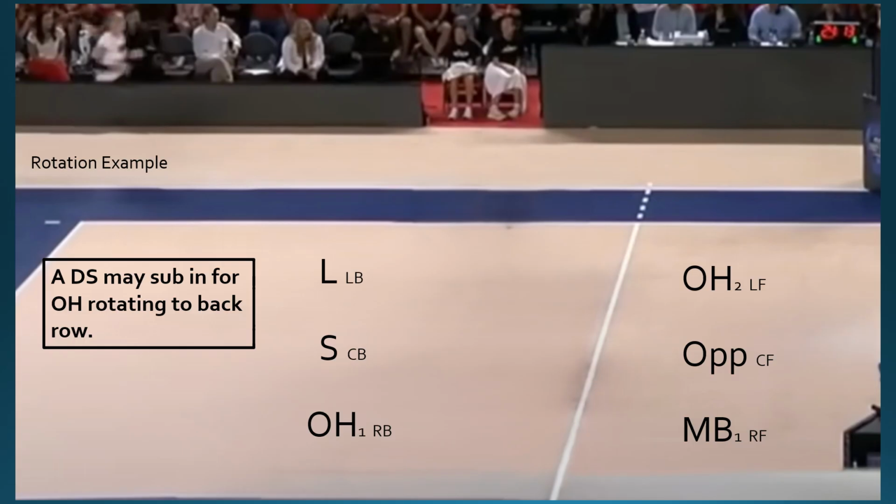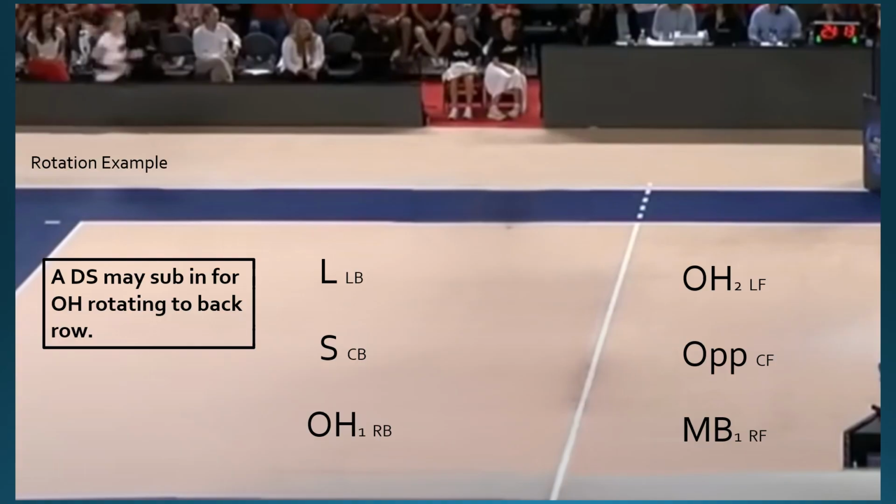Now let's advance the team by one step, and the setter has rotated to center back. Notice though that everyone who was opposite to each other in the last rotation is still opposite to each other. The setter and opposite are opposite. The libero and front row middle blocker are opposite, and the two outside hitters are opposite.